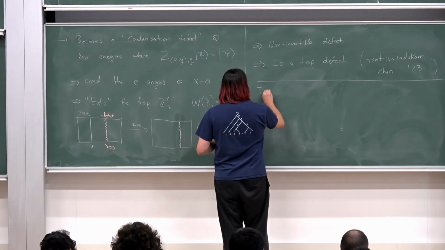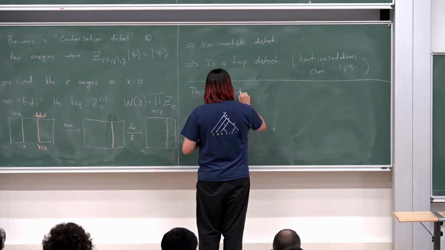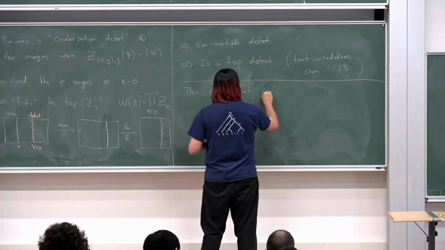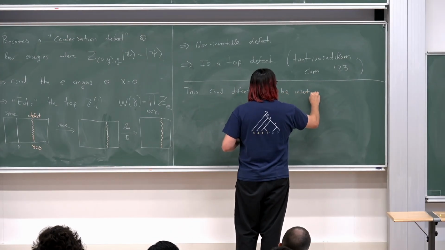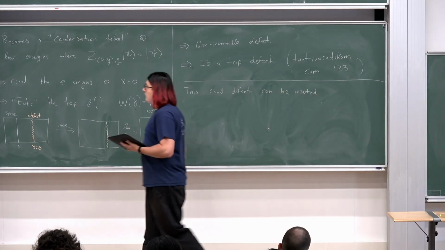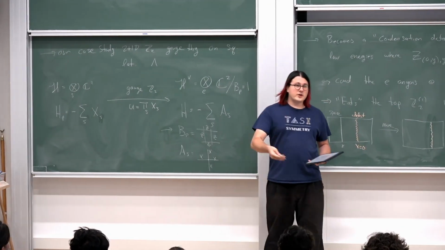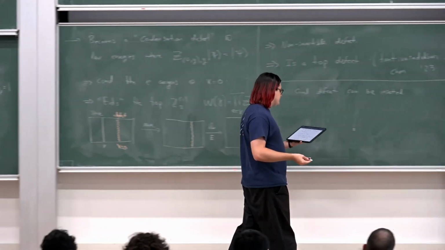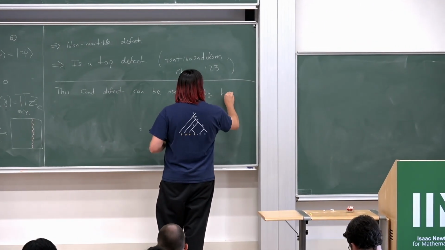So this condensation defect can be inserted. By inserted, I mean I could start off with this Hamiltonian, the gauged Hamiltonian, and then insert it into the Hamiltonian without doing this gauging step. I can insert it by what's called higher gauging.